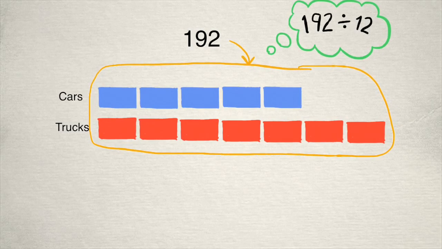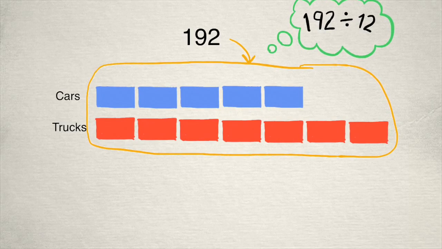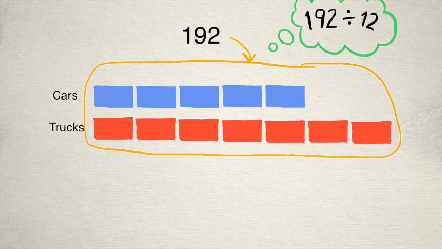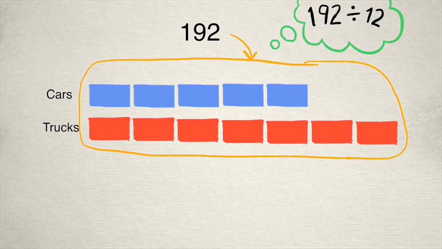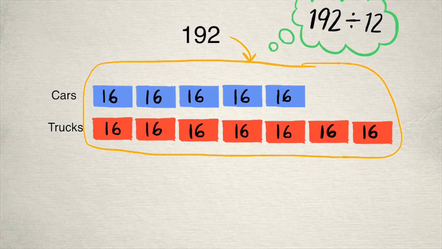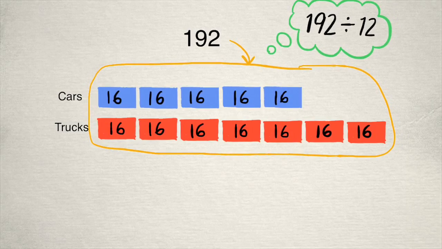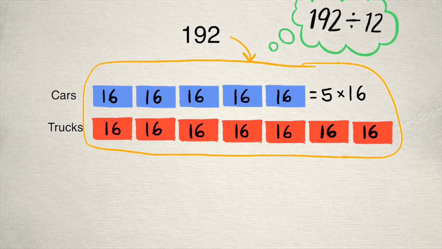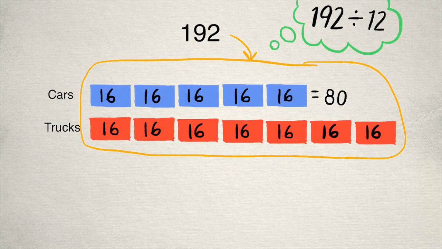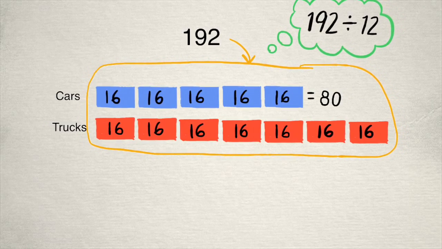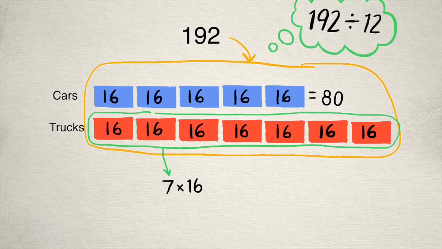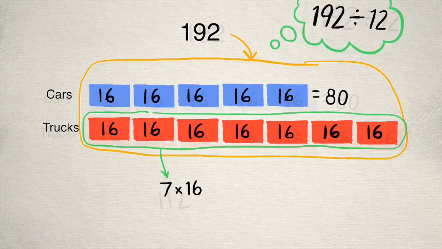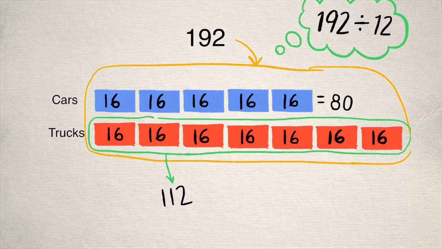Because we have 5 car units and 7 truck units, altogether we have 12 vehicle units. So let's take our 192 and divide it into those 12 groups. If we do that, we know that 16 vehicles will be in each unit. To find the total cars, all we need to do is take those 5 groups of 16 and find our product of 80. To find our trucks, we do the same thing and take our 7 groups of 16 and see that we have a product of 112.